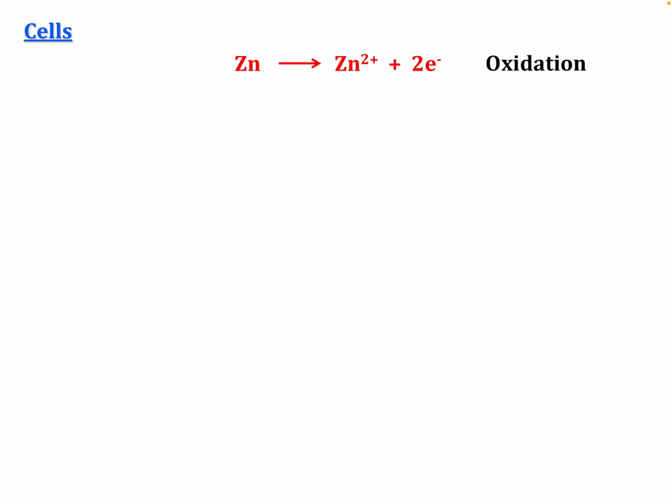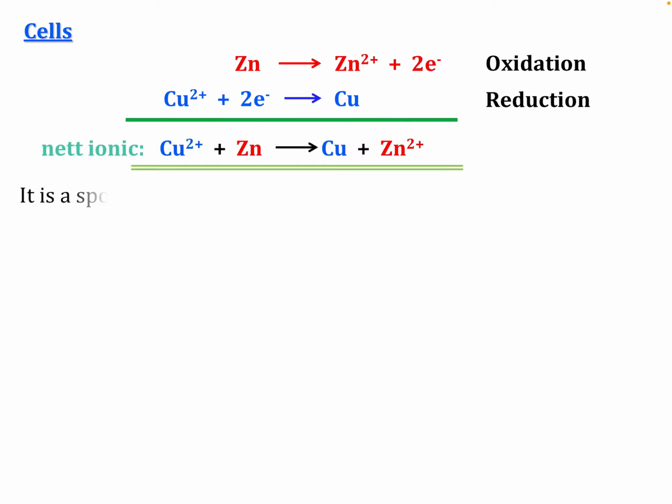So what happens in a cell? Well, the zinc goes to zinc 2+ plus 2 electrons. The copper 2+ plus 2 electrons goes to copper. Same as when it was indirect. Really, I don't care about the spectators. There are far too many to put in here. This is the important thing: that the copper 2+ becomes copper and the zinc becomes zinc 2+.